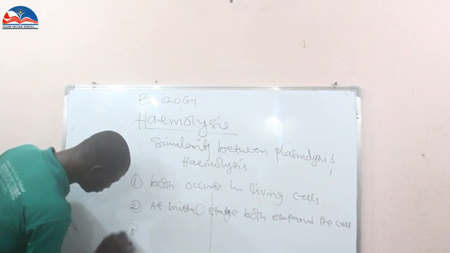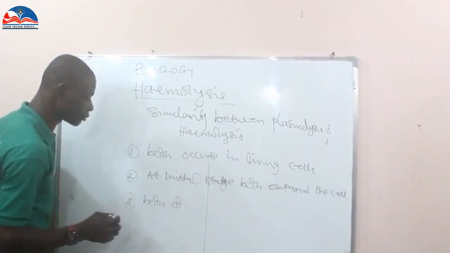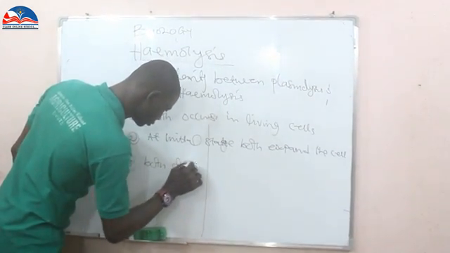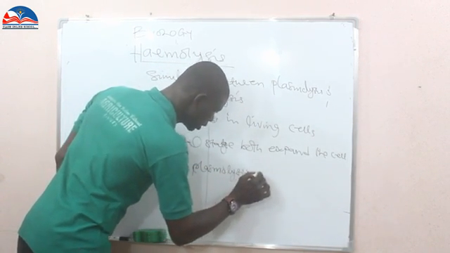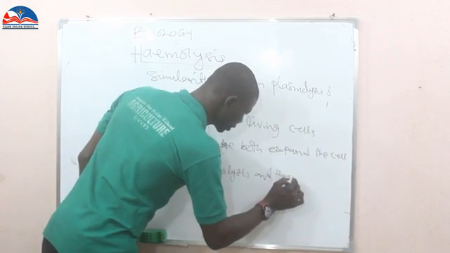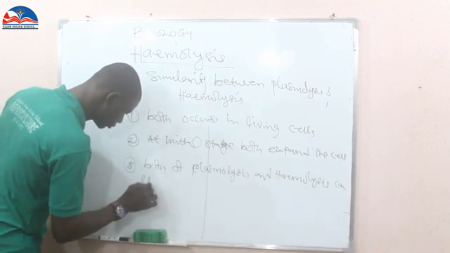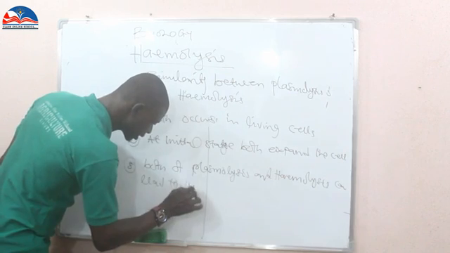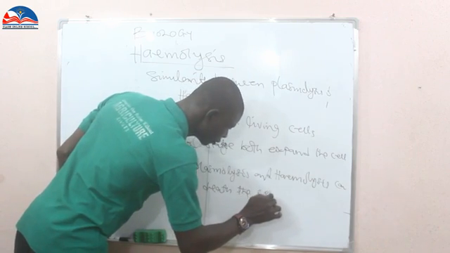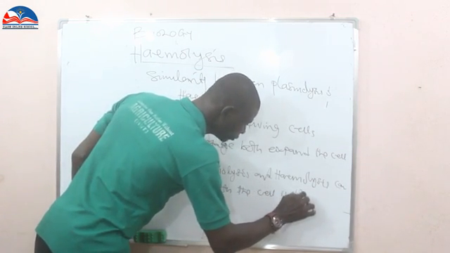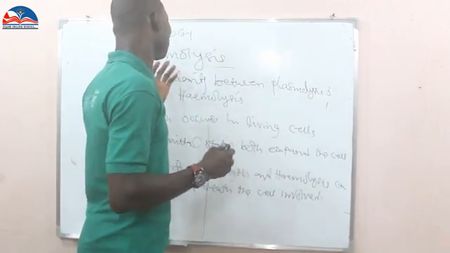Number three, both hemolysis and plasmolysis can lead to the death of the cells involved. So these are the similarities between plasmolysis and hemolysis.